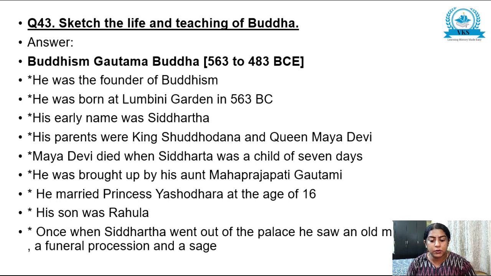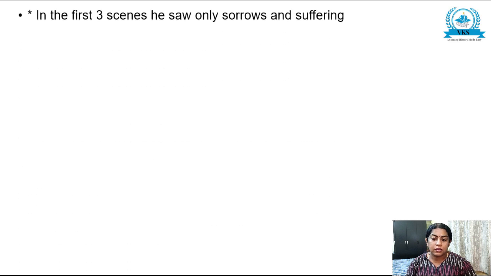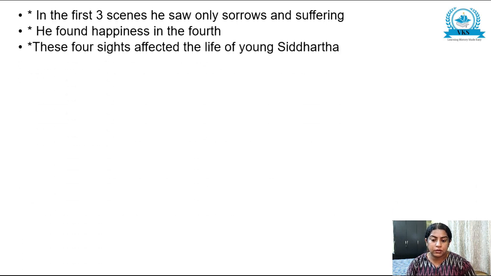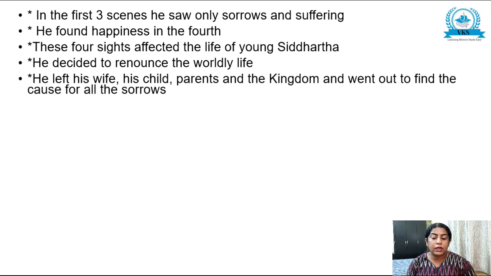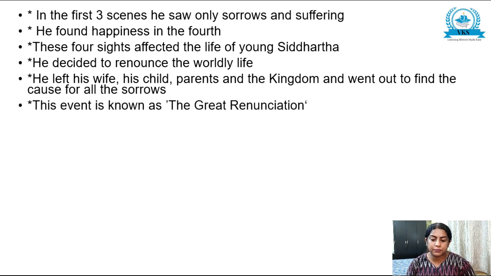Once when Siddhartha went out of the palace, he saw an old man, a sick man, a funeral procession and a sage. In the first 3 scenes, he saw only sorrows and suffering. He found happiness in the 4th. These 4 sights affected the life of young Siddhartha. He decided to renounce the worldly life and he left his wife, child, parents and his kingdom and went out to find the cause for all these sorrows. This event is known as the Great Renunciation.